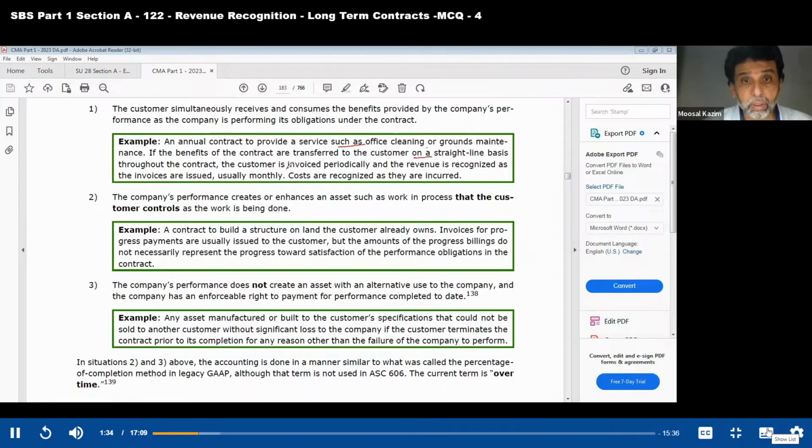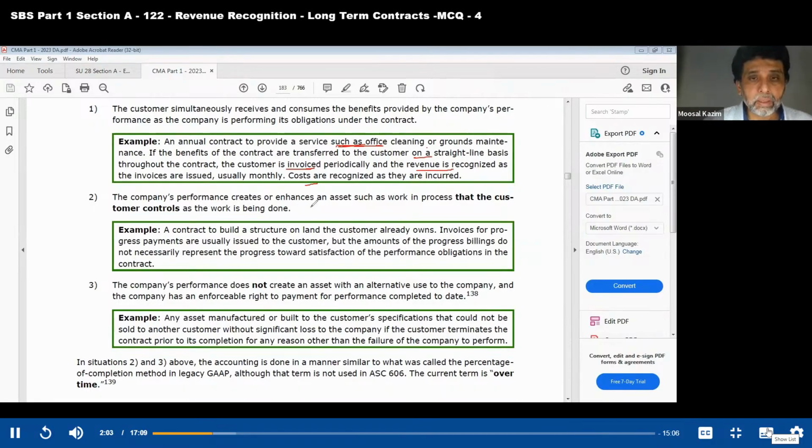The company would issue invoices periodically and recognize revenue as the invoices are issued. Generally, revenue shouldn't be recognized as invoices are issued for long-term contracts; it should go as per performance. But here, since performance is done on a straight line basis, revenue can be recognized as invoices are issued periodically. Costs are recognized when incurred. That is one of the conditions.